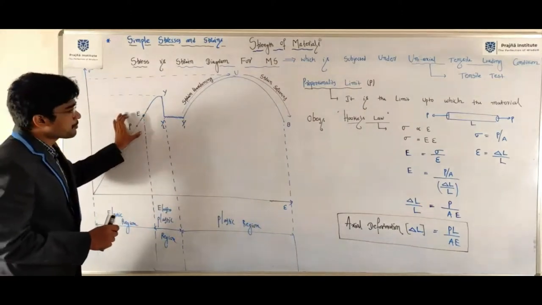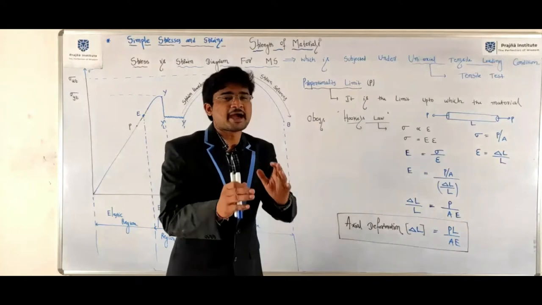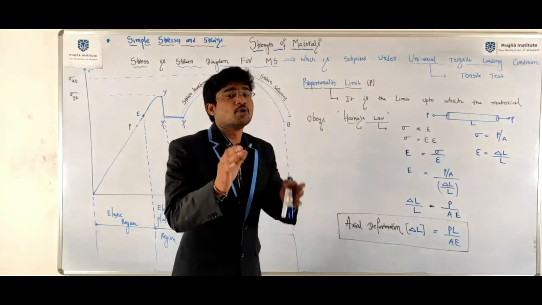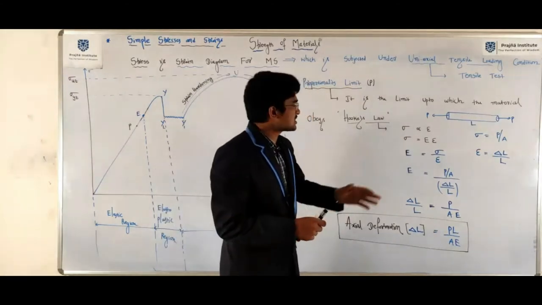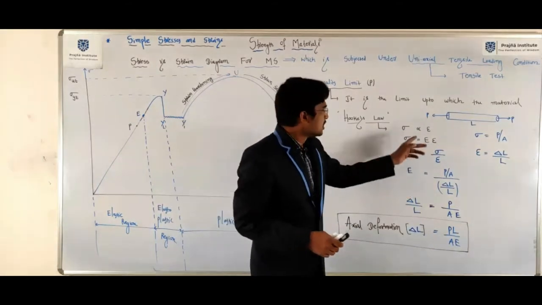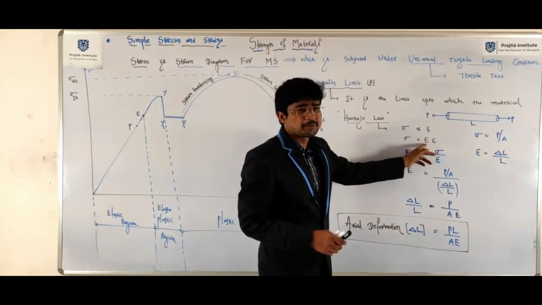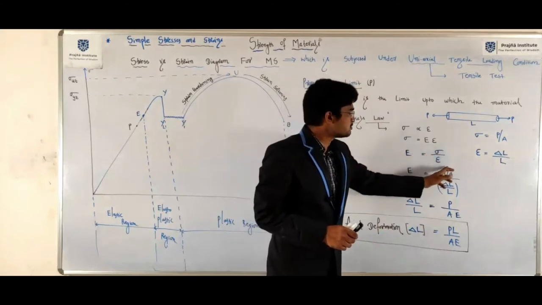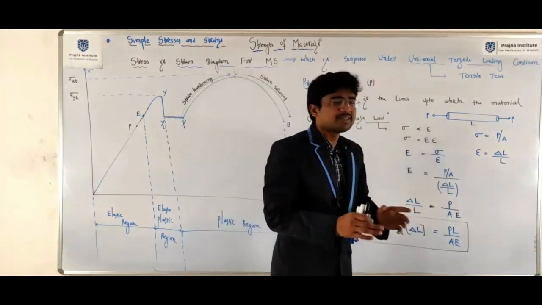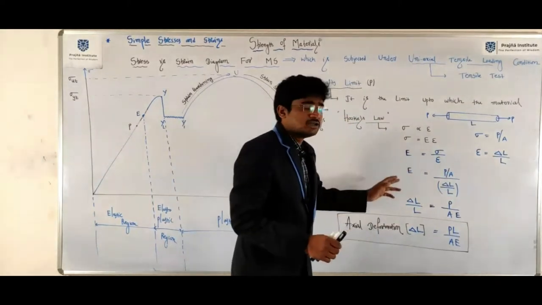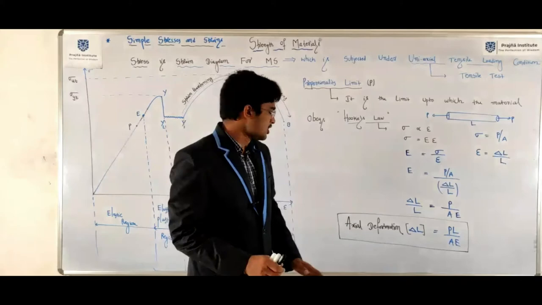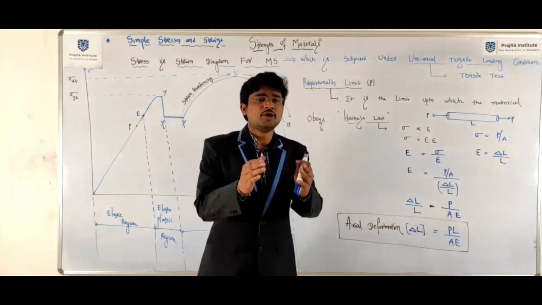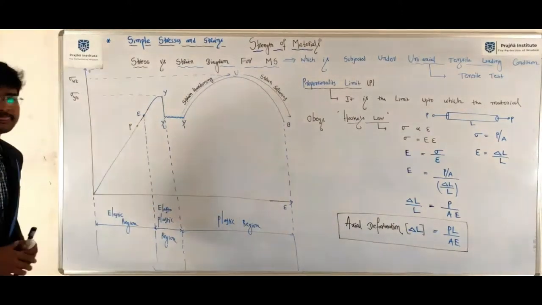Now we are discussing the proportionality limit. What is meant by proportionality limit? It is the limit up to which the material obeys Hooke's law. What is meant by Hooke's law? Stress is directly proportional to strain. Remove proportionality and replace it with the proportionality constant, that is Young's modulus. Young's modulus equals stress by strain, longitudinal stress by longitudinal strain. From here, we can derive a beautiful expression for axial deformation when a component is subjected to uniaxial tensile loading. Now, write down up to here.